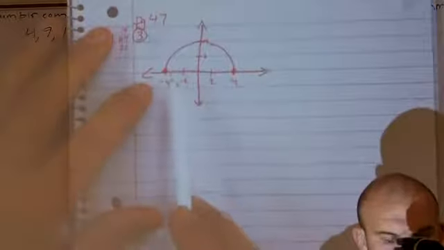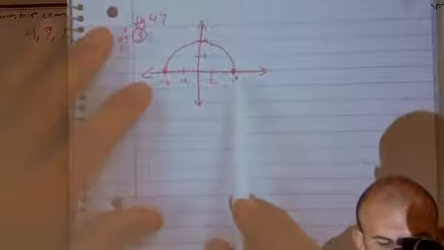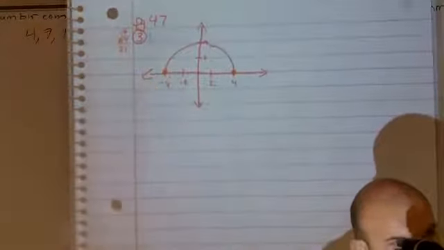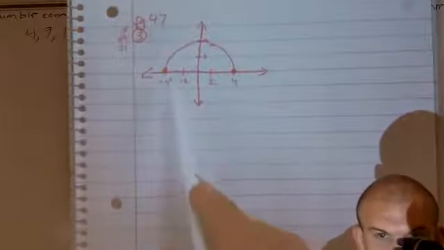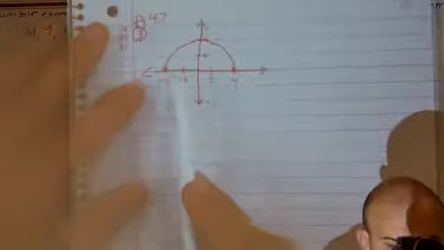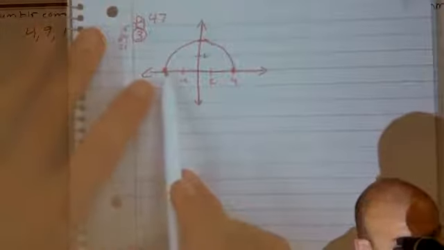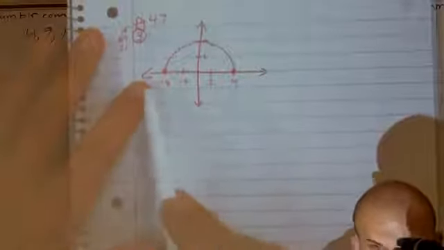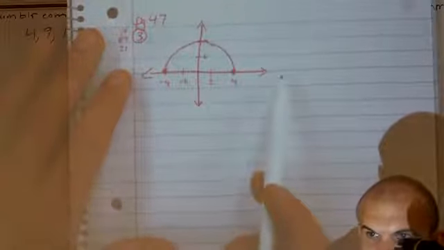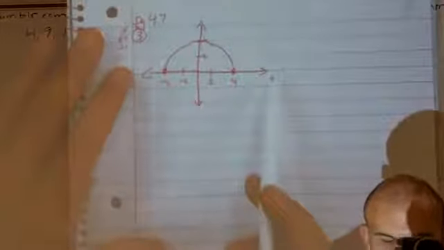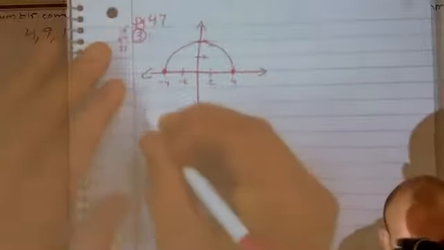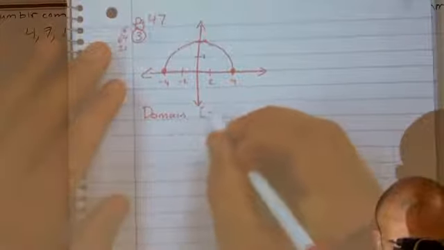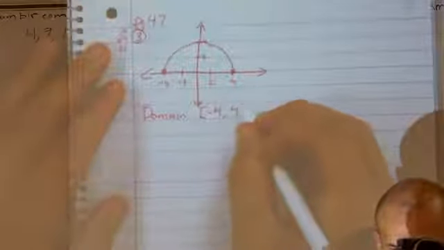So here we have a continuous graph that we need to look at and see, all right, for what values is x defined? And you could say, well, the only values that I see defined for x are between -4 and 4. Anything outside of there, there's no graph, so x is not defined. So therefore, I'm going to write my domain is going to be -4 to 4.